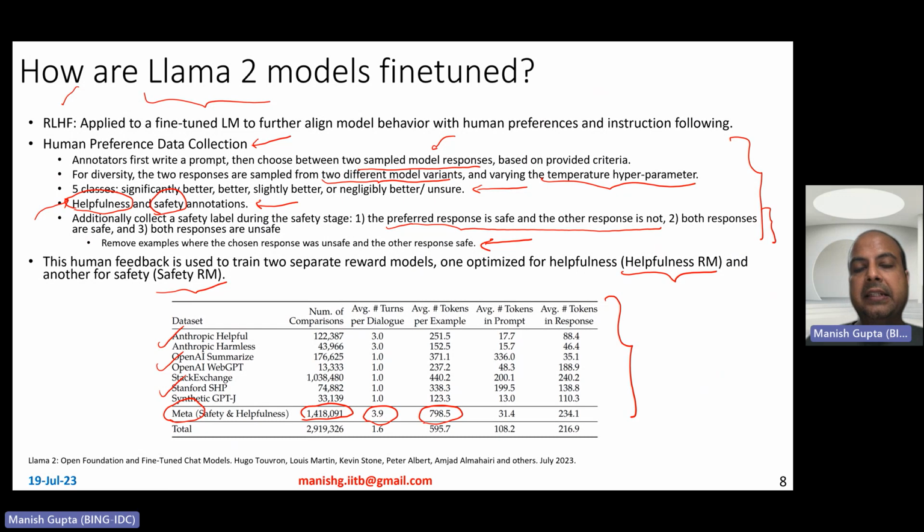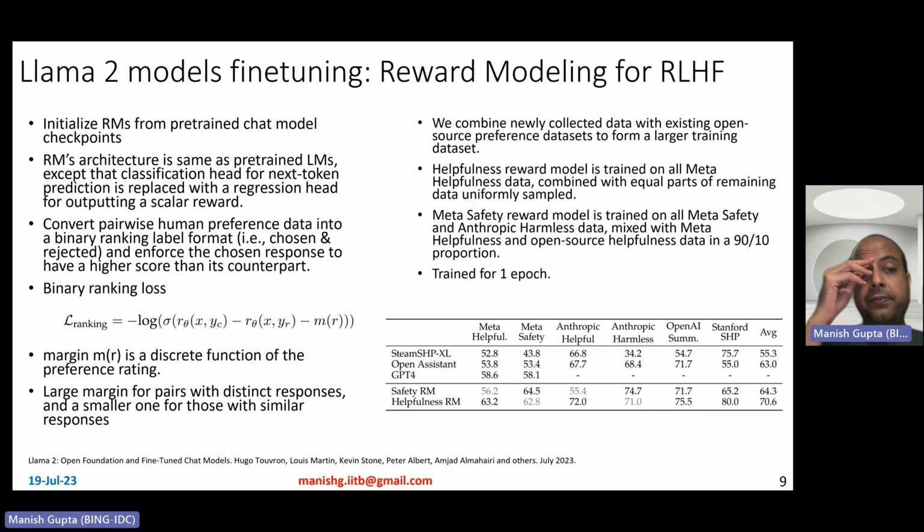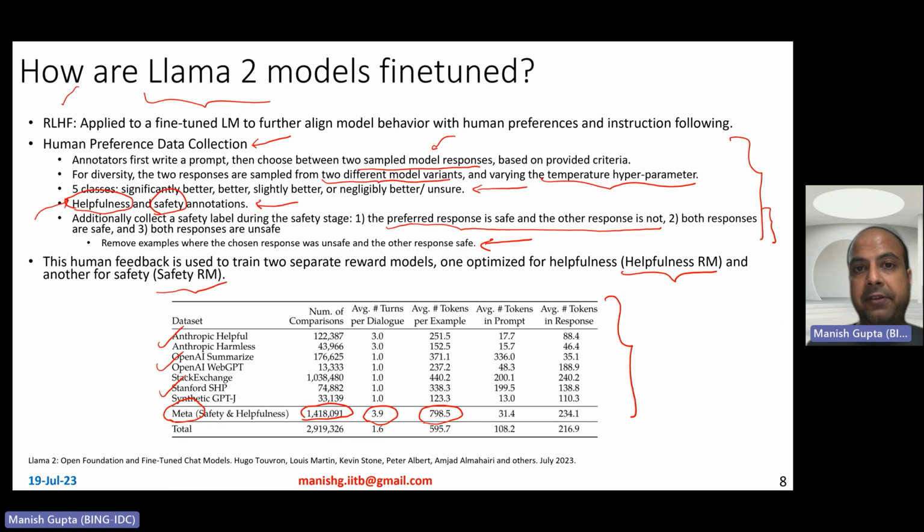So they take this data and they do RLHF. To be able to do RLHF, the way this is done is as follows. You initialize the reward models using pre-trained chat model checkpoints. The idea is that the reward models should know the entire knowledge that your pre-trained Llama 2 models know. The reward model architecture is exactly the same as the pre-trained language models, except that the classification head for next token prediction has been replaced by a regression head to come up with a scalar reward score, both for the helpfulness reward model as well as for the safety reward model.